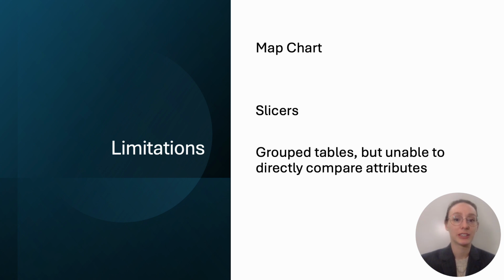Secondly, I was unable to create a slicer that changed the data displayed across all the graphs, since the data was in separate tables. And lastly, though I grouped several variables into related tables, I was unable to directly compare different attributes, such as the effect of age on dwelling type in relation to sexual orientation.